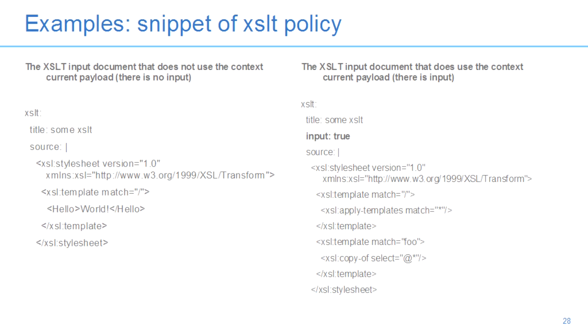So here are just two examples again of the Swagger. On the left-hand side we have an XSLT that's not going to be using any input. It's just a very simple thing that's going to print out "Hello World" or put "Hello World" as part of the content. And then on the right-hand side we have something that sets the input to true, and then the data that's on the wire as part of the payload will actually be passed into this, and it will do some processing based on that content.